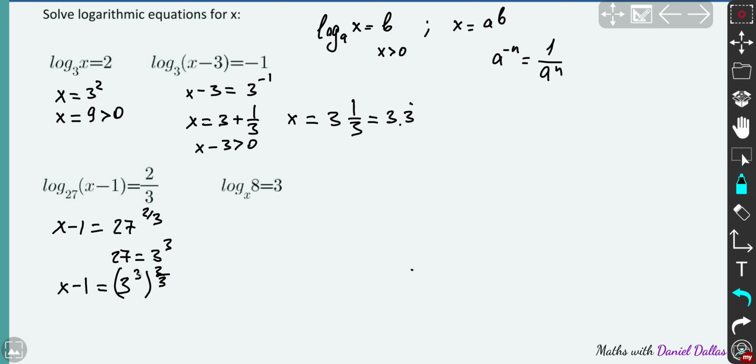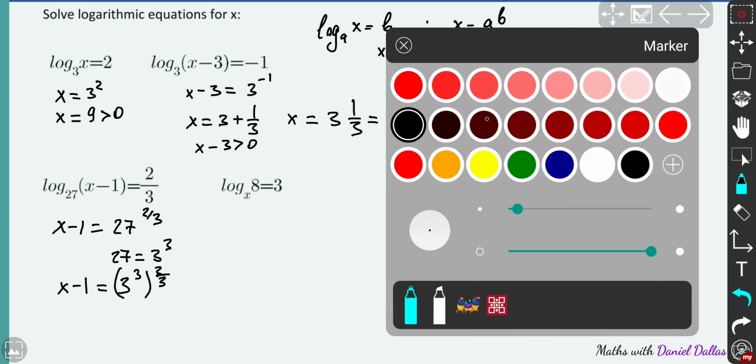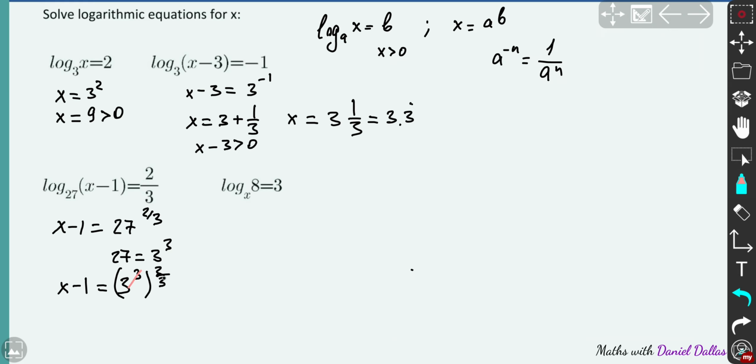So just simply multiplying 3 by 2 over 3. That means the 3 on top and the 3 in the bottom will be cancelled. So that will leave you with x minus 1 equals 3 squared, which is 9. So finally we'll get x equals 10, and it's right time to check. So x minus 1 should be greater than 0. That means 10 minus 1 is 9, so that works, and this is the solution.